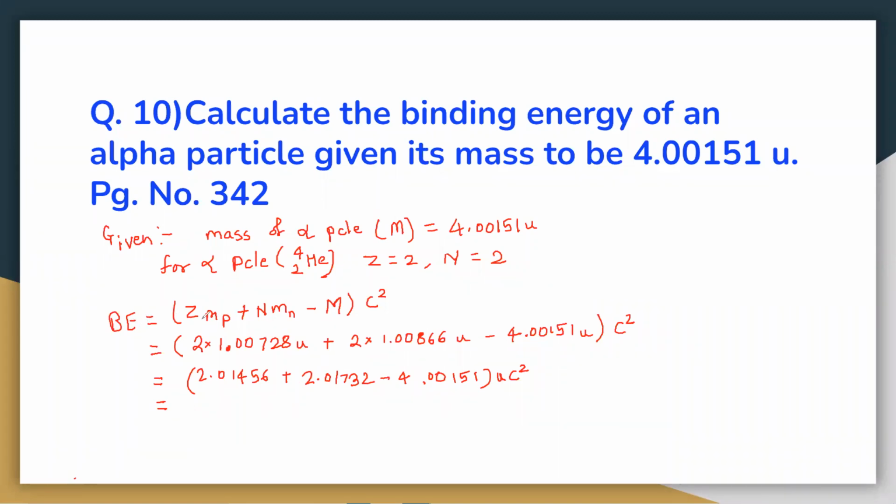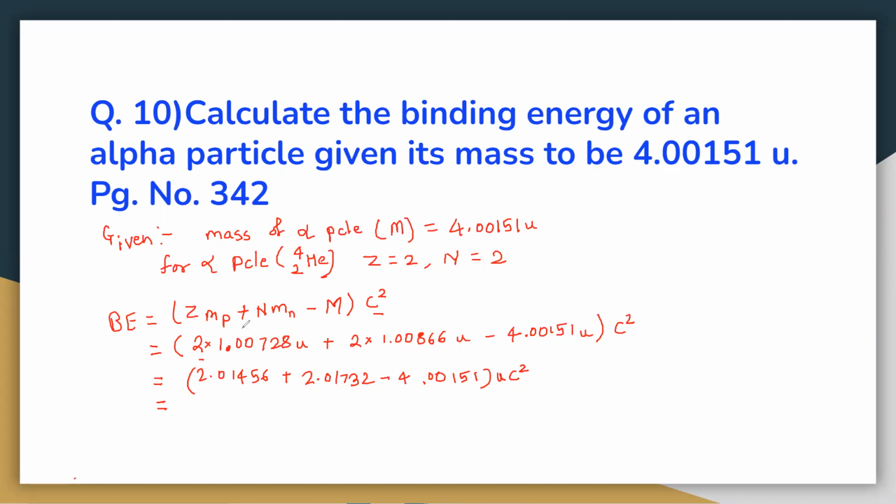Formula for binding energy is mass defect into c square. Mass defect is ZMP plus NMN minus total mass of given atom, into c square. Now we'll substitute the values. As it is an alpha particle, the value of Z is 2. The mass of proton and mass of neutron are constant values, which we already know, so we will directly write those constant values.